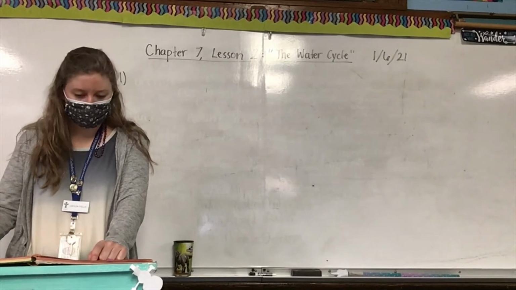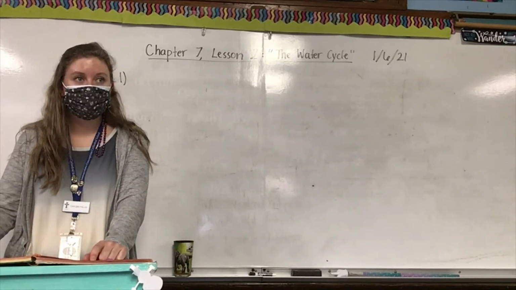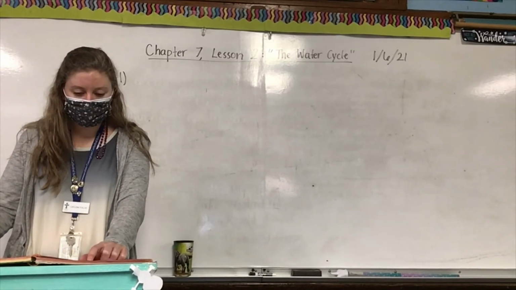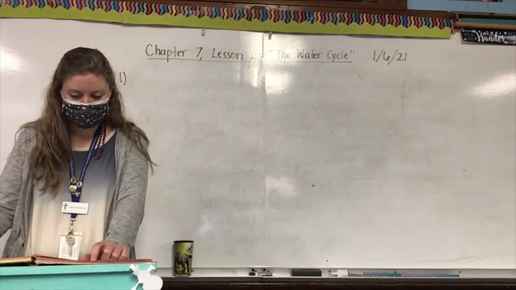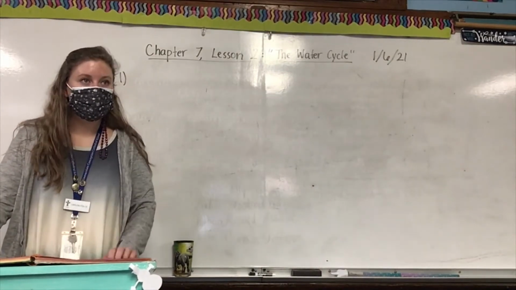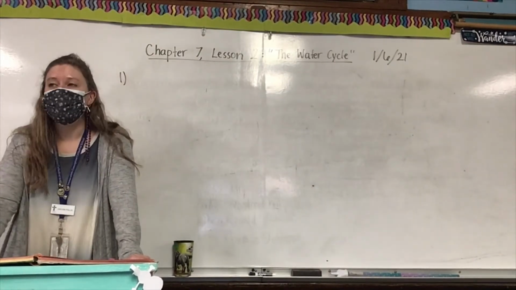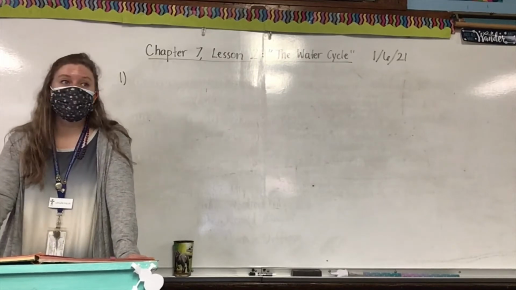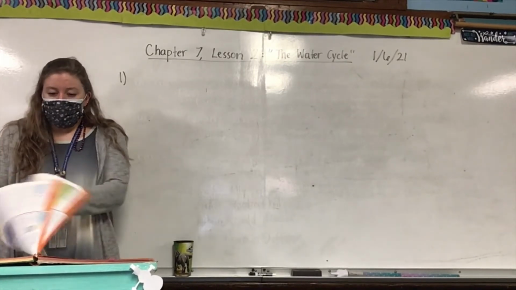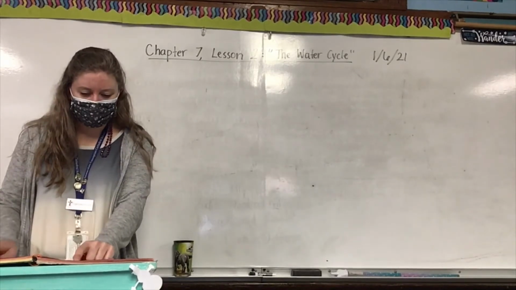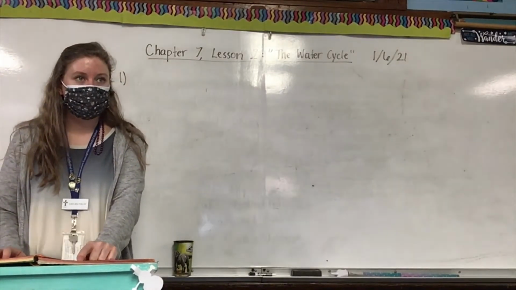Go ahead. Main idea. A little louder. Main idea. In the water cycle, water changes states as it moves between Earth's surface and atmosphere. Okay? So it changes states. We're going to find out what that means, and we're going to draw a little diagram as we go. Okay, Mason. You can go ahead and read. Keep going.